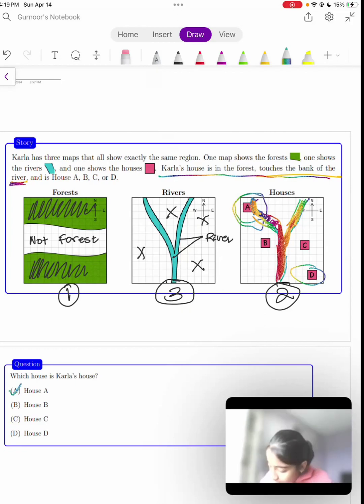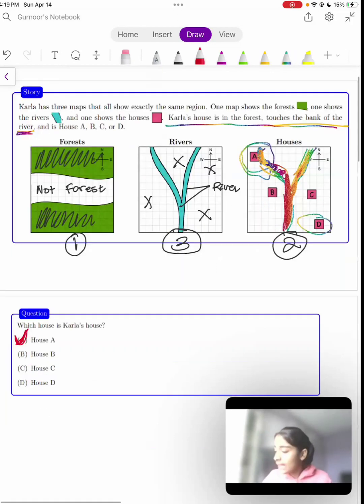And so I think that we now got the idea. I hope so. So that's going to be option number A. Is that clear? Any questions?